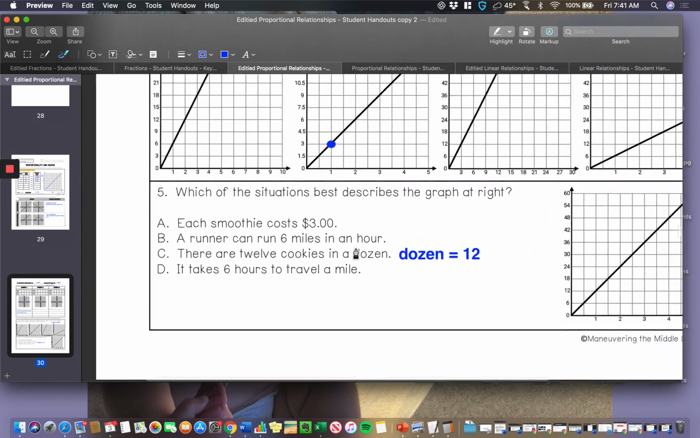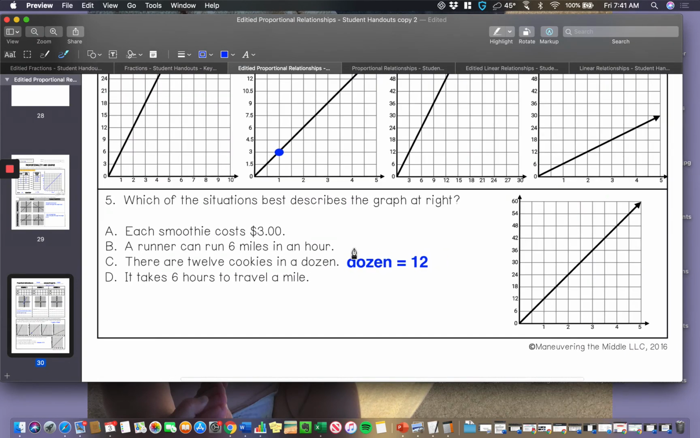All right. Number 5 says, which of the situations best describes the graph at the right? So, it says A, each smoothie costs $3. Well, we have a 3 here. And so for how many would it cost for one? Or I could look right here. So one smoothie would cost $12 according to this graph, and that's not stating that number A.